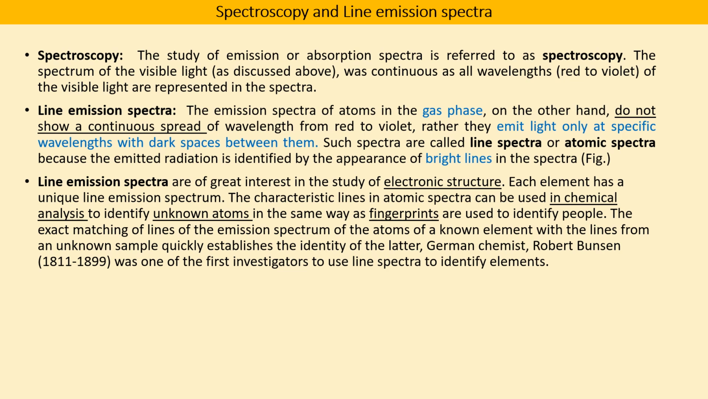German chemist Robert Bunsen, who lived between 1811 and 1899, was one of the first investigators to use line spectra to identify elements. Elements like rubidium, caesium, thallium, indium, gallium, and scandium were discovered when their minerals were analyzed by spectroscopic methods. The element helium was discovered in the Sun by spectroscopic method.